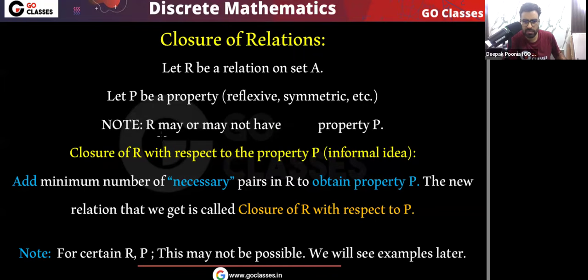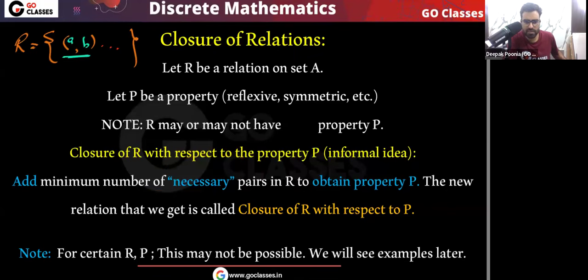In the relation R, because the relation R may or may not have this property P, right? So what we do, in this relation R, we add minimum number of necessary ordered pairs. Remember, in a relation, every element is an ordered pair. Yes or no? Correct? Every element is an ordered pair, like this type of ordered pair.